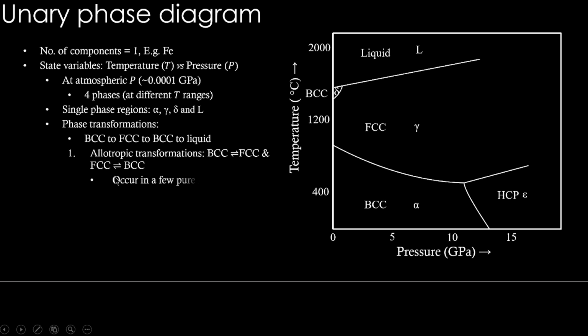This happens in a few pure metals. So iron is one such interesting case. That's why we considered it in this example. So melting is another kind of transformation happening here, also called fusion, and the reverse of it is called freezing or solidification. So in this atmospheric pressure case, you can see BCC becoming liquid, delta becoming liquid, and liquid becoming delta when the temperature decreases. So that is another type of transformation.